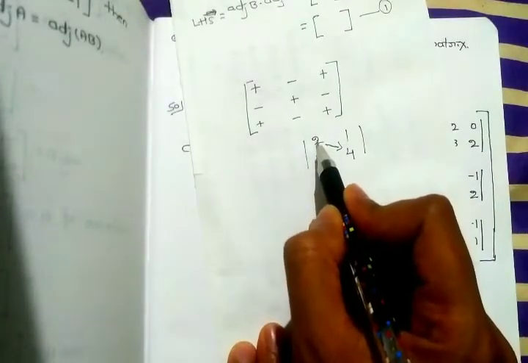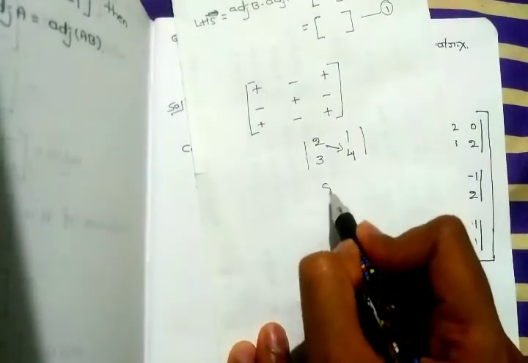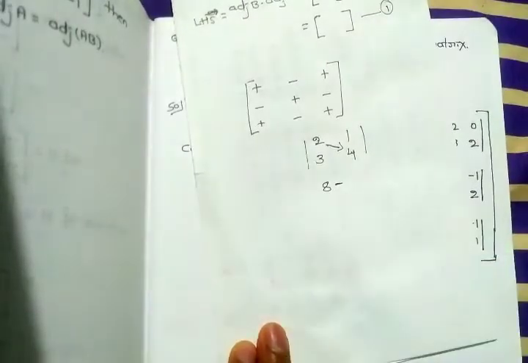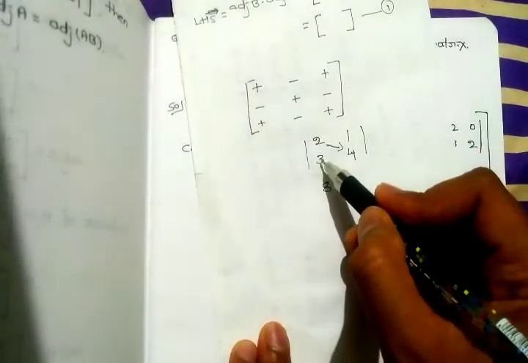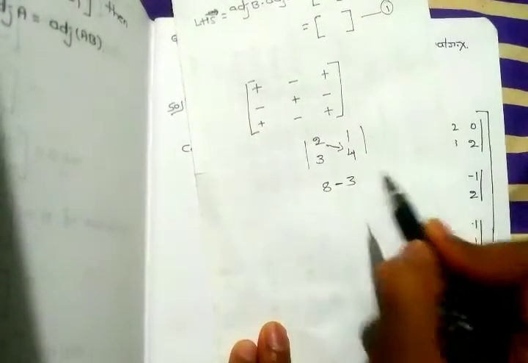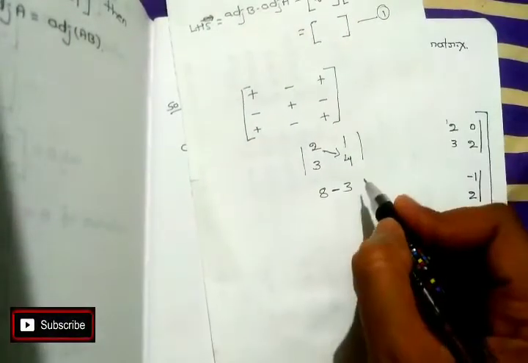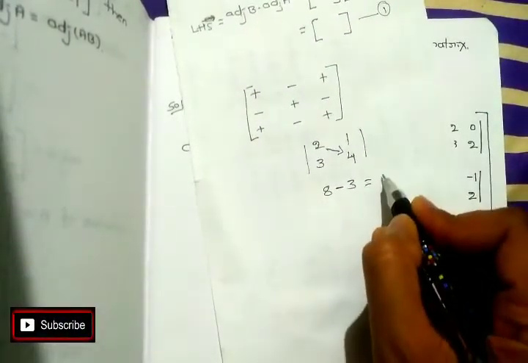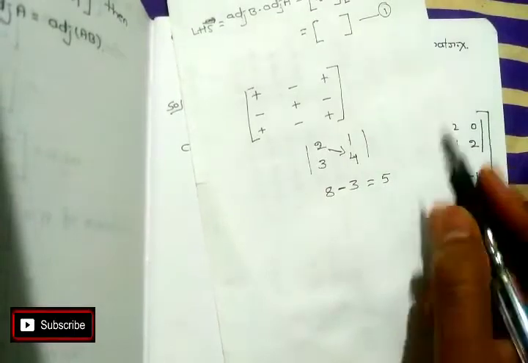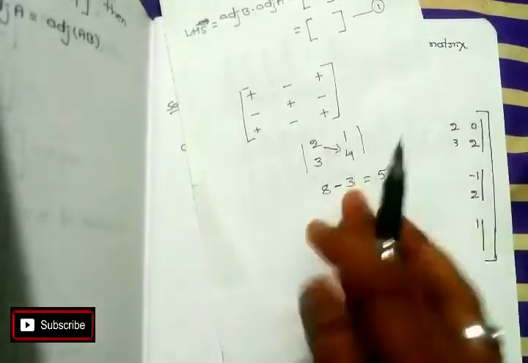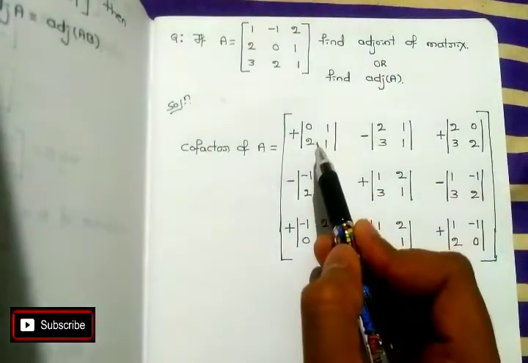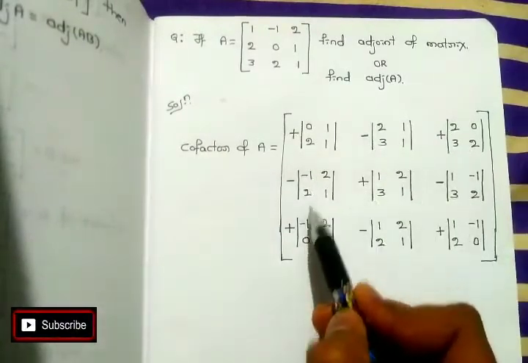Always you need to multiply 2 into 4 first, that is 8. In the middle, always which sign will come? Minus. Then you have to multiply 3 into 1, so 3 into 1 is 3. Therefore 8 minus 3 is how much here? 5. So this is the second order rule. This rule you need to apply for all values here.